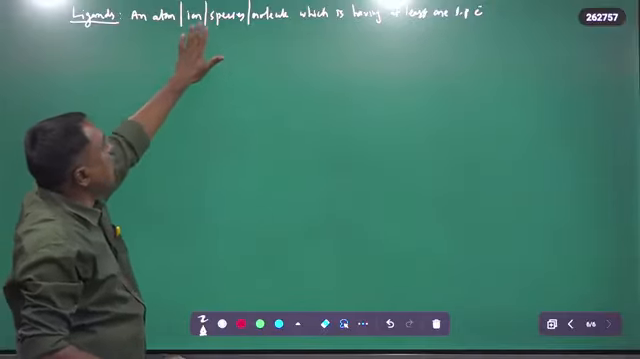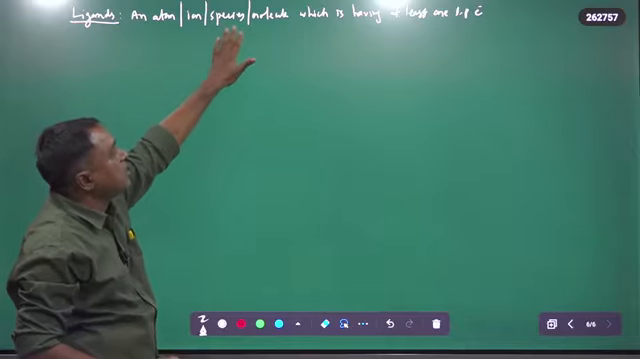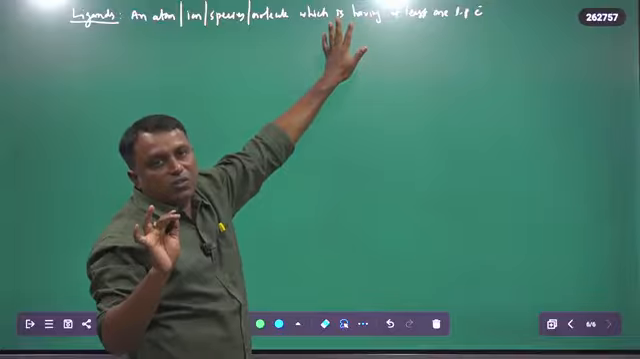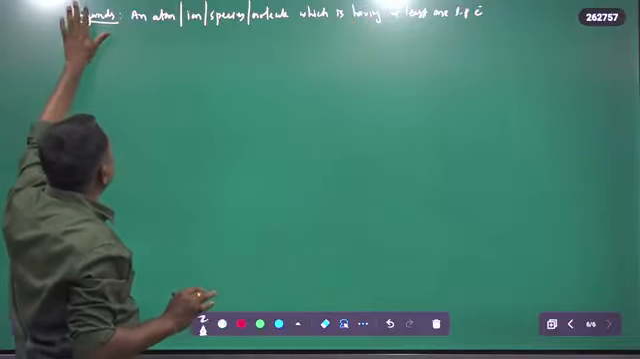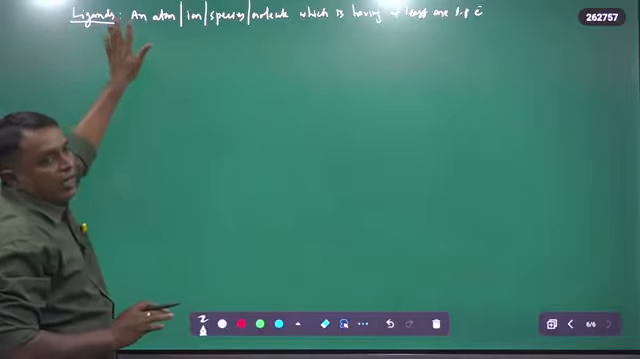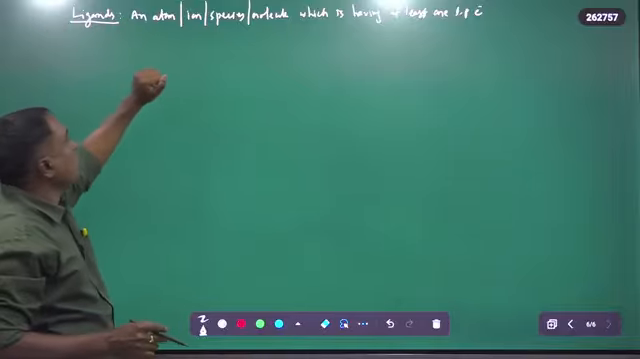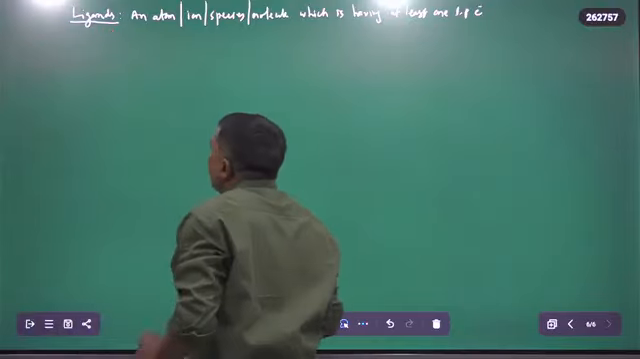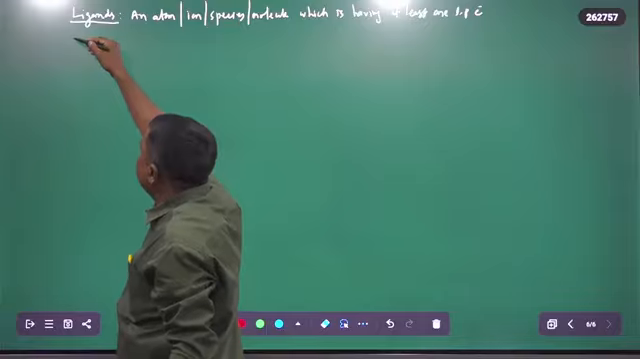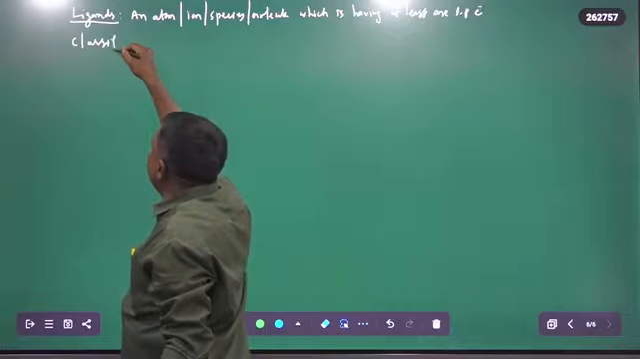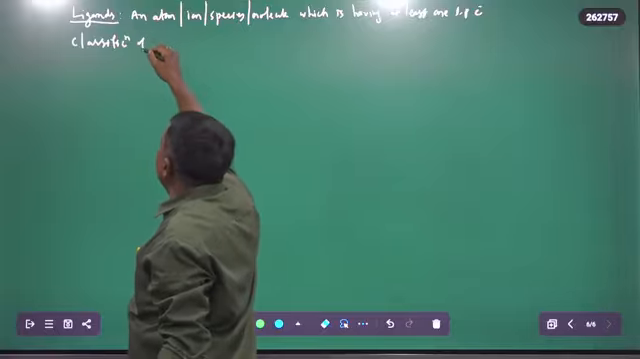An atom or ion or molecule or species which is having at least one lone pair of electrons. So it should compulsorily have one electron pair, and only then will it act as a ligand. So this is nothing but a ligand. Now we are going to discuss the classification of ligands. This is a very important classification.